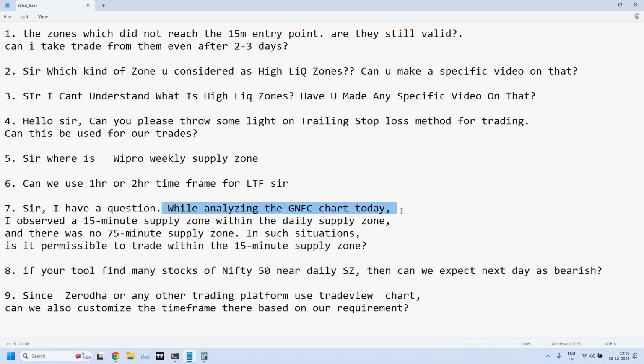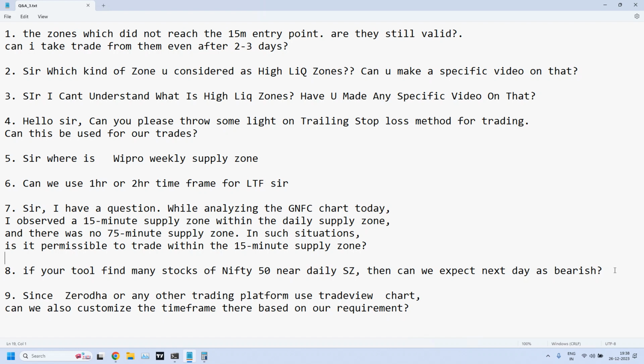Next question. While analyzing the GFC chart today, I observed a 15-minute supply zone within a daily zone and there is no 75-minute supply zone. In such situations, is it... this was already explained in the seventh question. Actually, we started our discussion from the seventh question, then went to the fourth question, and then I decided to answer the remaining questions in this video itself. Okay, if your tool finds many Nifty stocks at a daily supply zone, can we expect the next day to be bearish?